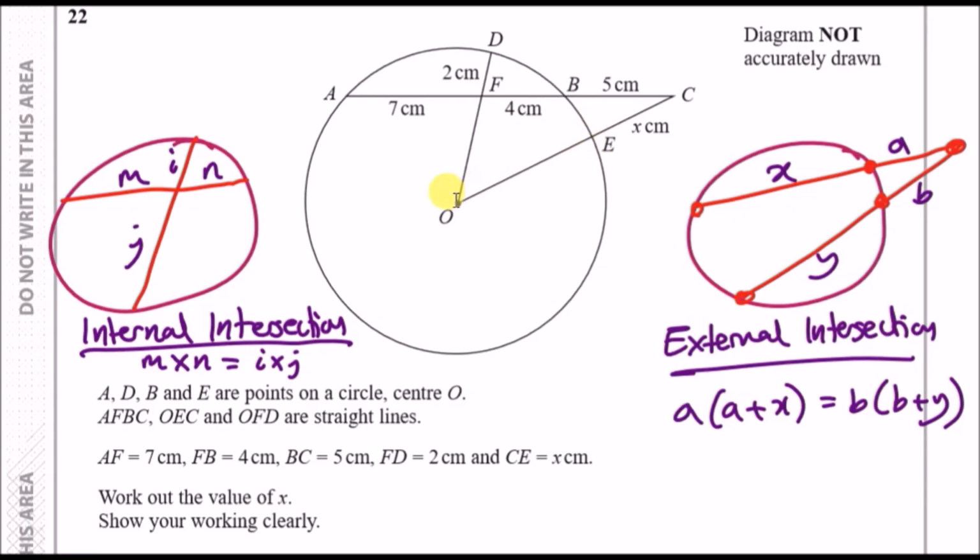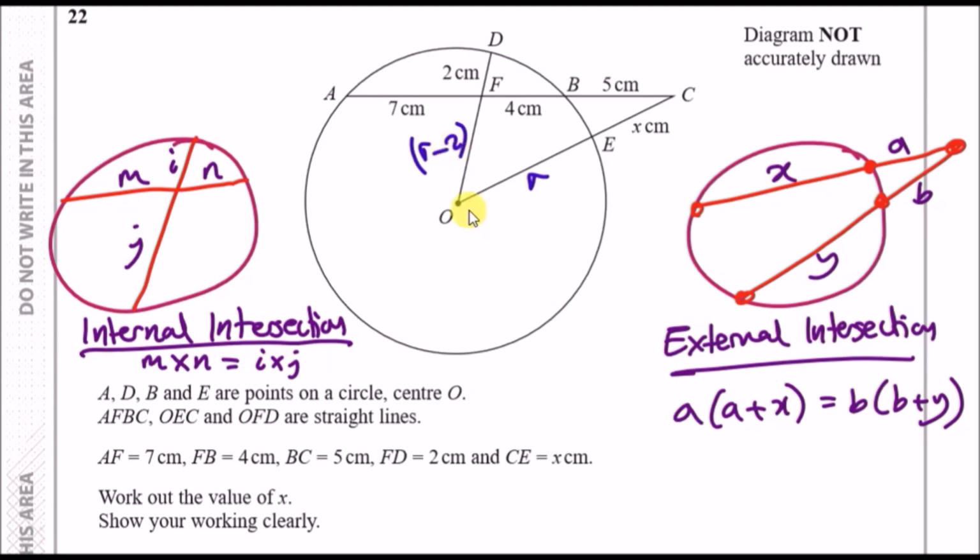Why? Because O is the center, and anything that hits the circle is a radius. So I'm going to call that R. And one thing to note, O to D is also not fully labeled. So if we know that part of that radius is 2, that means the remaining part we can just call R minus 2, yeah? Just to keep the notation minimized.